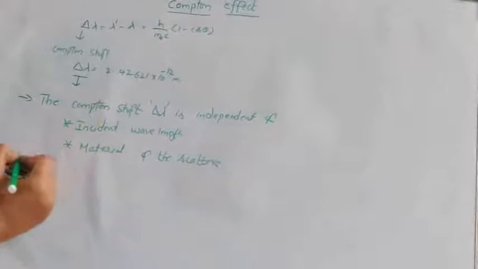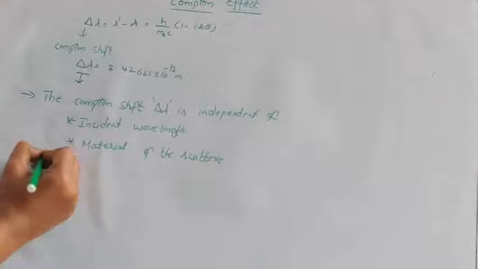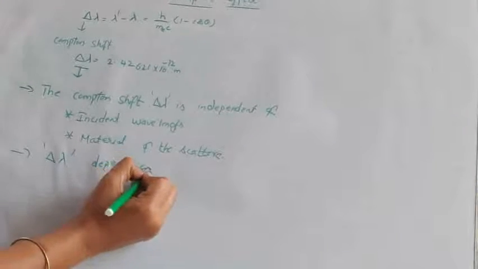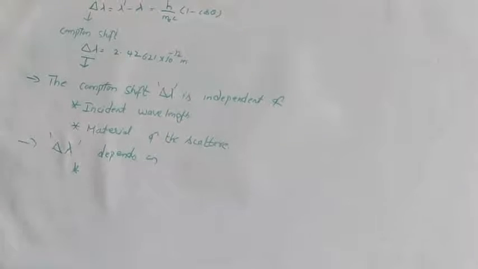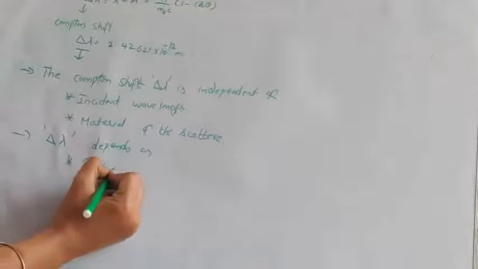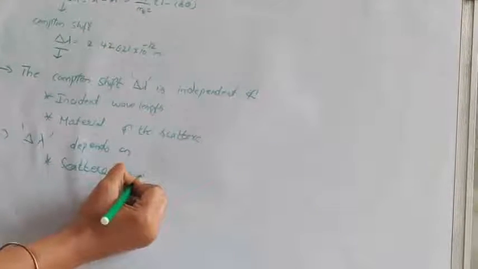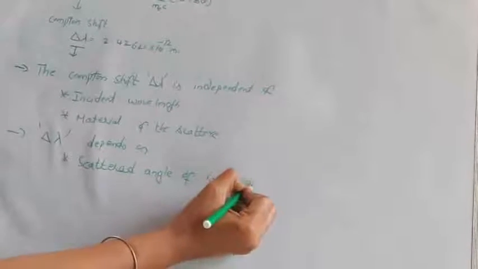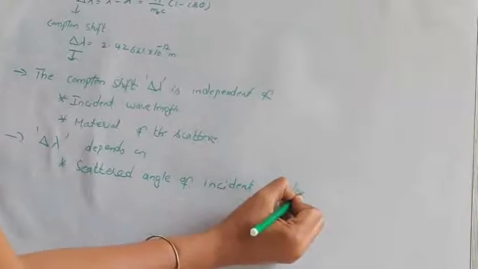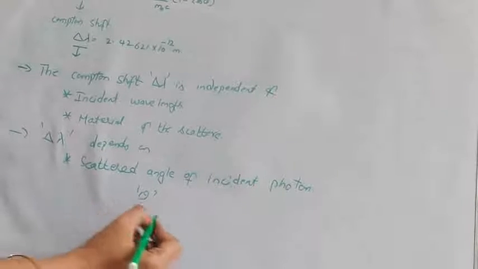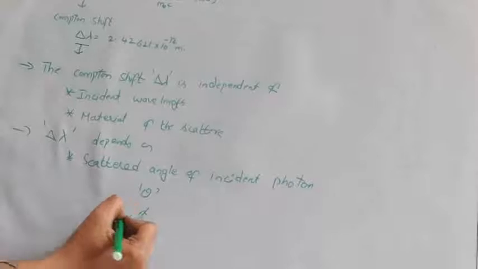But this Compton shift depends on some parameters. They are the angle, that means the scattered angle of the incident photon. So you know that the incident photon angle is theta, whereas the recoil electron angle is phi.